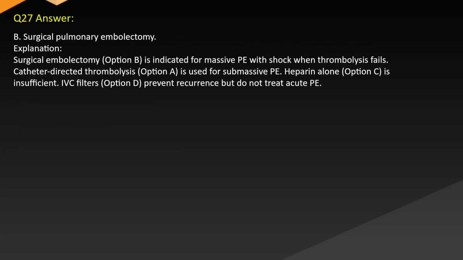Answer: B. Surgical pulmonary embolectomy. Explanation: surgical embolectomy, option B, is indicated for massive PE with shock when thrombolysis fails. Catheter-directed thrombolysis, option A, is used for submassive PE. Heparin alone, option C, is insufficient. IVC filters, option D, prevent recurrence but do not treat acute PE.